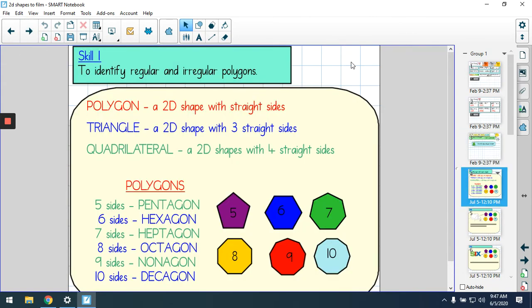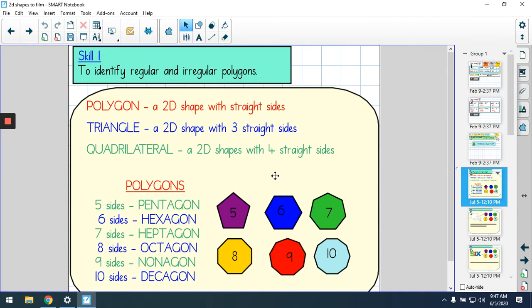So a 2D shape is a shape with straight sides. 2D means two-dimensional, so it's flat. Now we've got some key vocabulary you're going to need to use. The first one we've got here in the skill one says to identify regular and irregular polygons. Now a polygon is a 2D shape with straight sides. So that's really important. A circle, therefore, is not a polygon. It is a 2D shape, but it's not got straight sides. An oval is a 2D shape, but it's not a polygon. For it to be a polygon, it has to have straight sides.